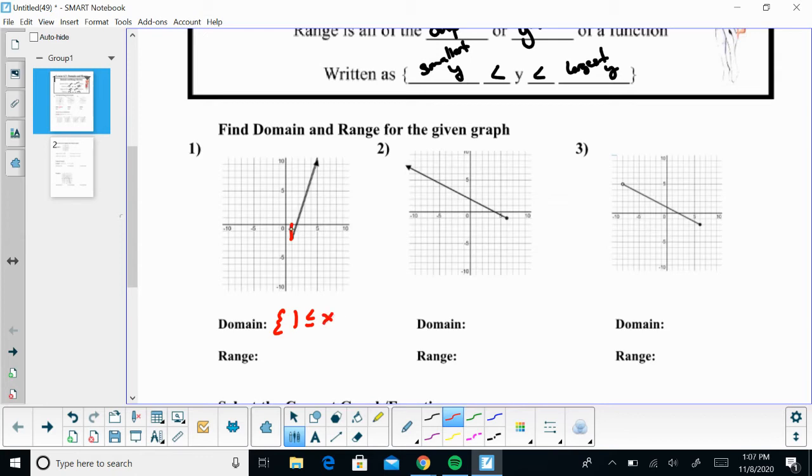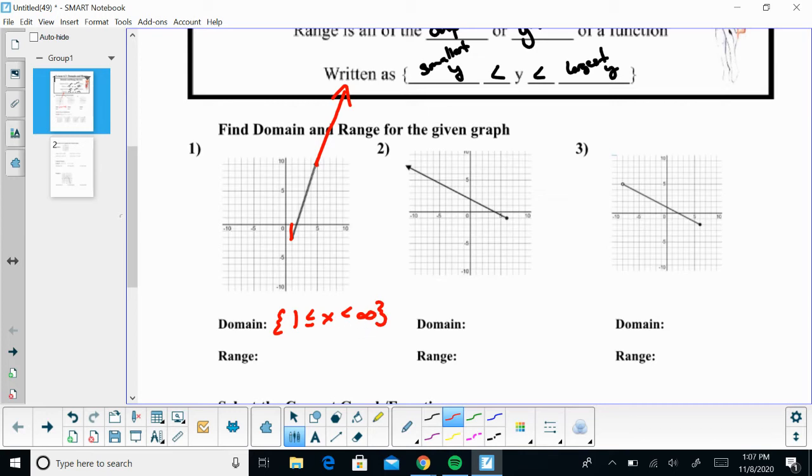And now we need to find the largest x value. So some of you might be tempted to tell me the largest x value is 5, because that's where my arrow stops. But we know that that arrow means that my line goes on forever. So as my line continues to go on forever, so does my x values. So we're going to have is less than infinity. And we don't have an or equal to because we're talking about infinity.